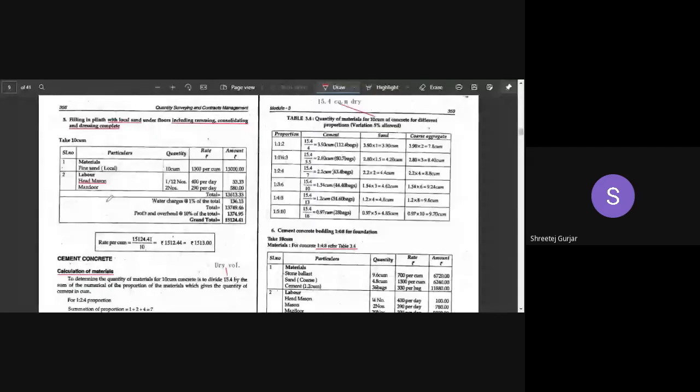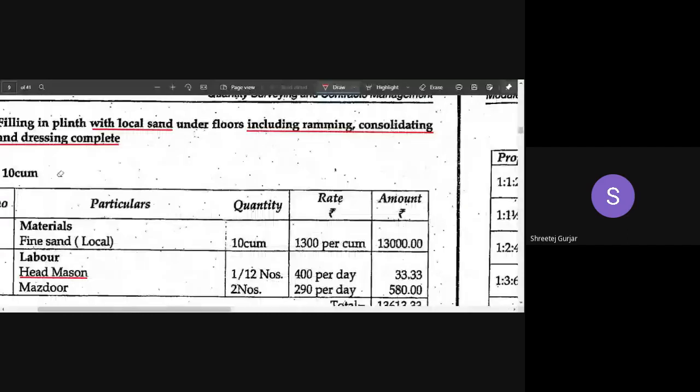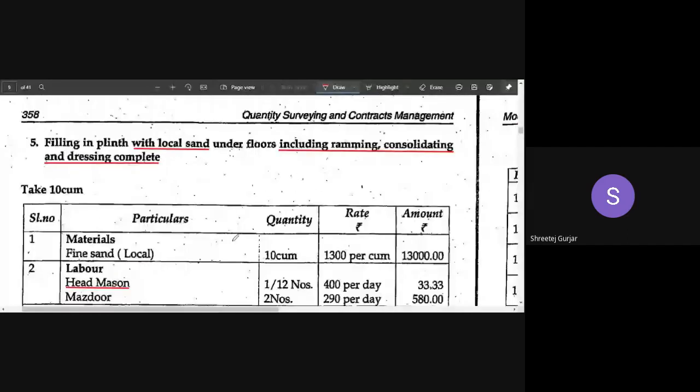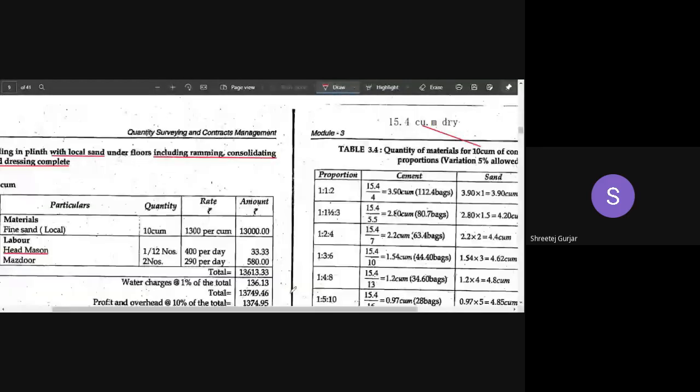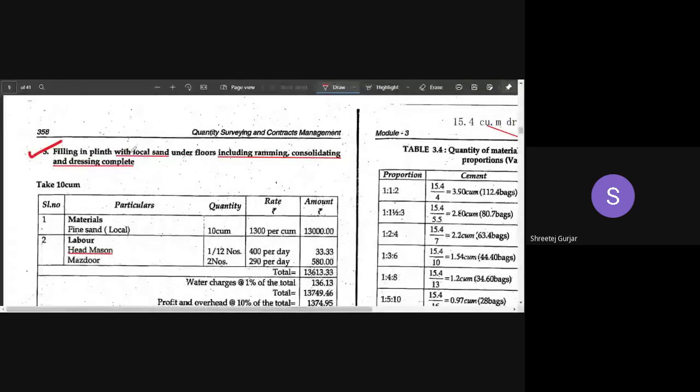Next. Where were we? Over here. Filling in plinth. Now we are dealing with backfilling in plinth. They have told us to backfill with local sand. We have been told to use local sand, and we have to do ramming, consolidating, and dressing. All these things have to be done.